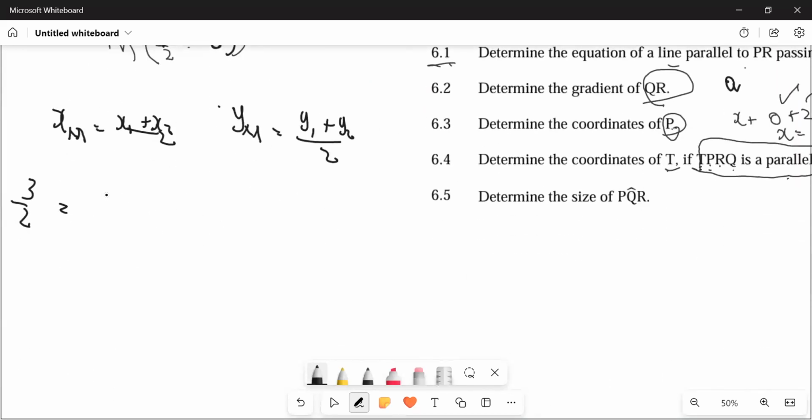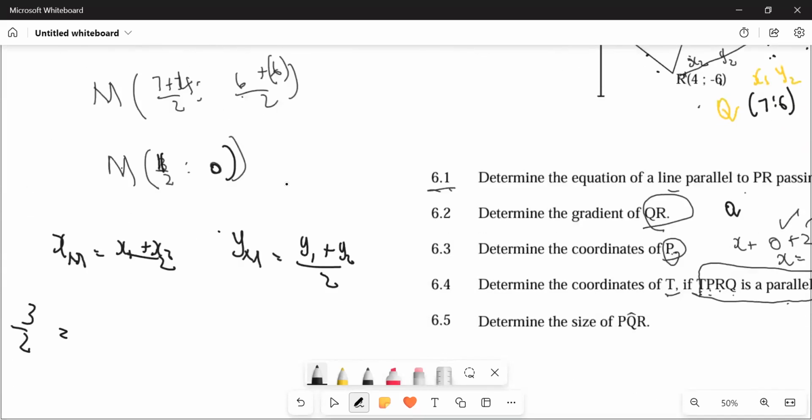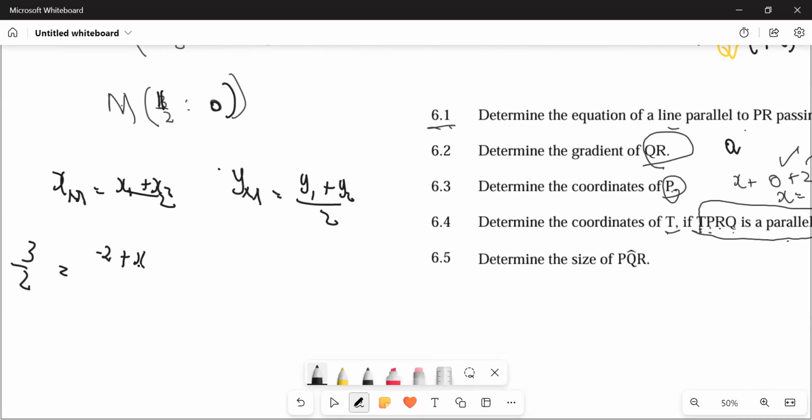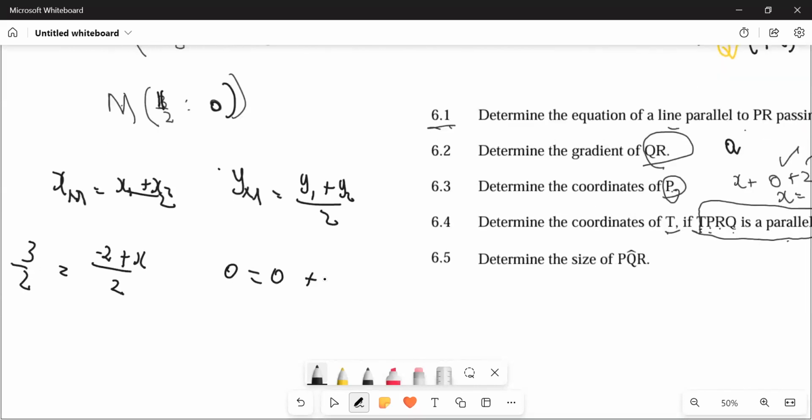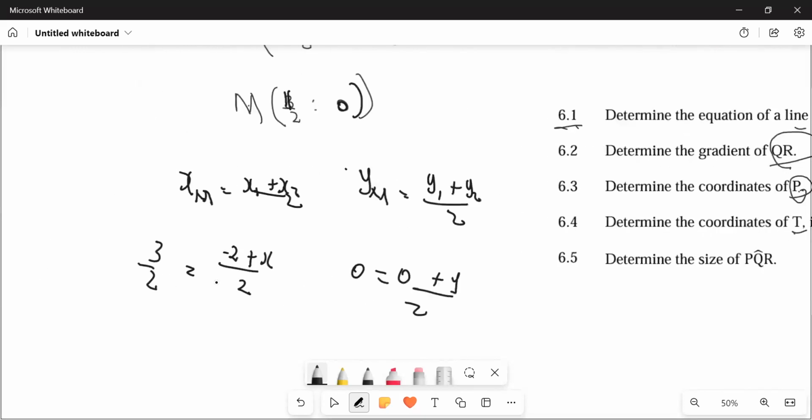So here I'm going to say X at P is minus 2, plus X, all over 2. This side you have Y at the midpoint is 0, which is going to be equal to 0 plus Y all over 2, like this. And then if you simplify this one, you cross multiply, this 2 comes here and multiplies. It says 3 is going to be, it's 11 all over 2. You get 11 here, minus 2 plus X. Take this 2 to this other side, it says 13 is going to be equal to X. So our X at T is 13 here.